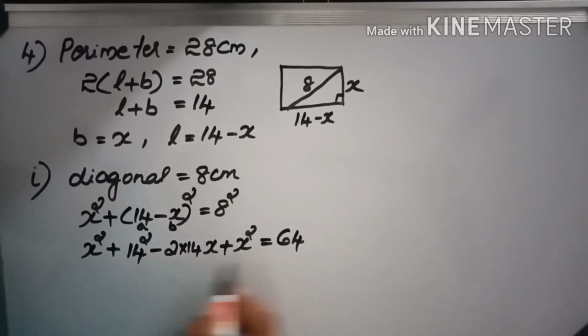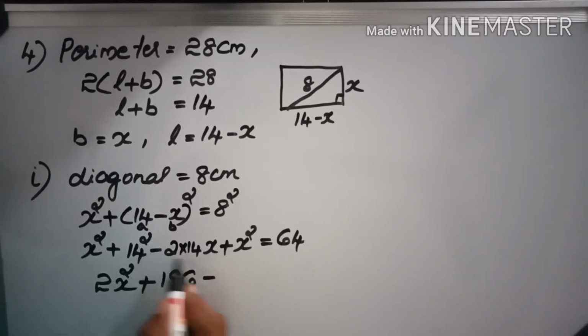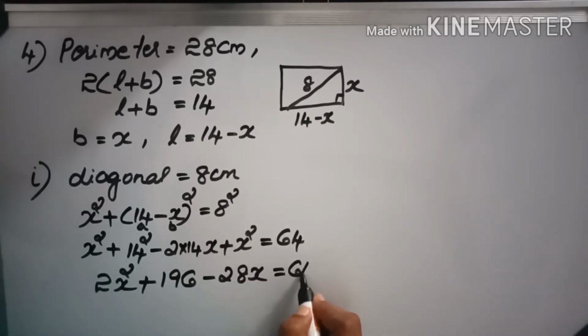Now in the next step let's simplify this. So here x square, here x square, both are positive. So we can write the answer as 2x square plus 14 square is 196, then minus 2 into 14, that is 28x, equal to 64. Now let's arrange this: 2x square minus 28x plus 196 equal to 64. And before that, here the coefficient of x square is 2. Always the least number is better, I told you.